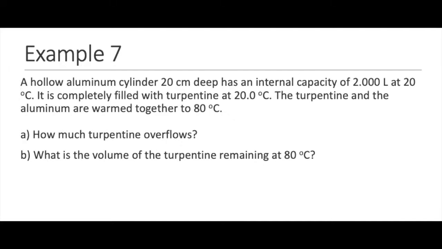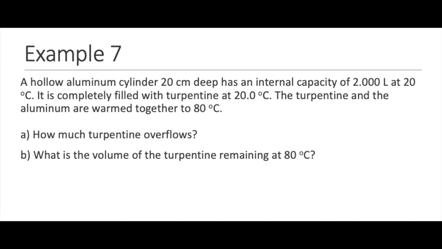Example 7. A hollow aluminum cylinder 20 centimeters deep has an internal capacity of 2 liters at 20 degrees Celsius. It is completely filled with turpentine at 20 degrees. The turpentine and the aluminum are warmed together to 80 degrees Celsius. A, how much turpentine overflows? And B, what is the volume of the turpentine remaining at 80 degrees Celsius?